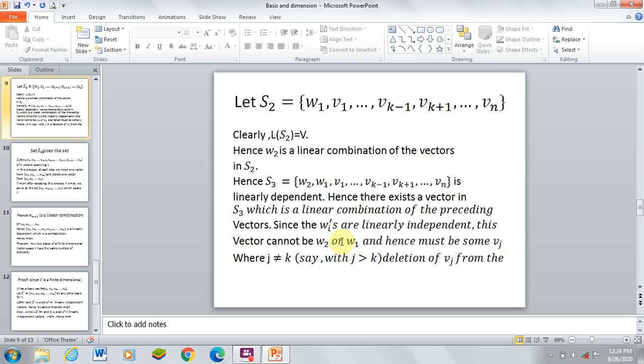Since the Wi's are linearly independent, this vector cannot be W2 or W1. Hence, it must be some Vj with j not equal to k and j greater than k. Deleting Vj from S3 and inserting the vector W2, it gives S4.